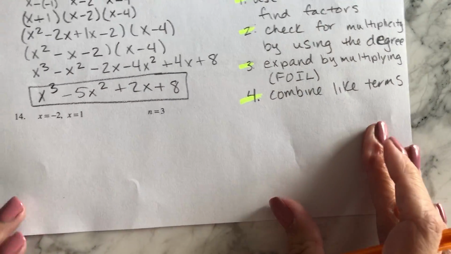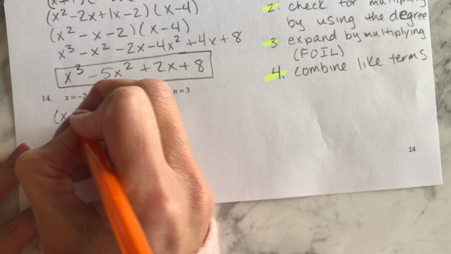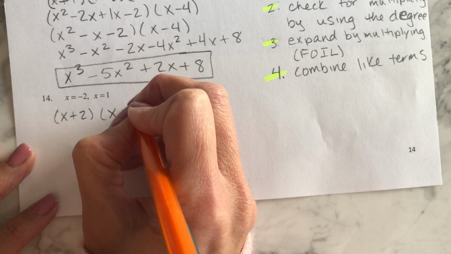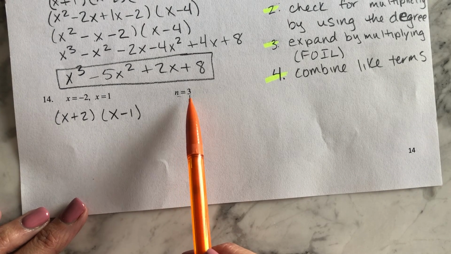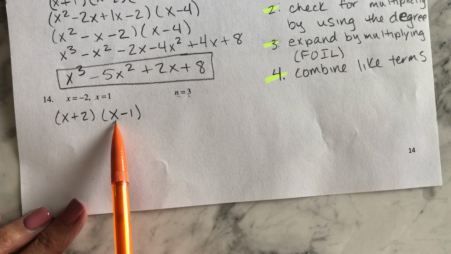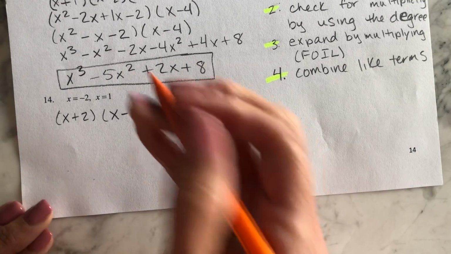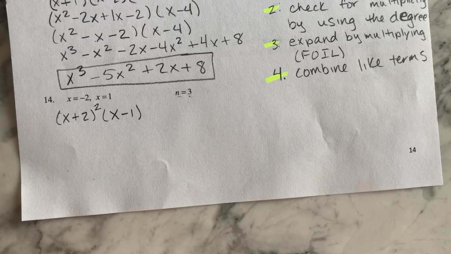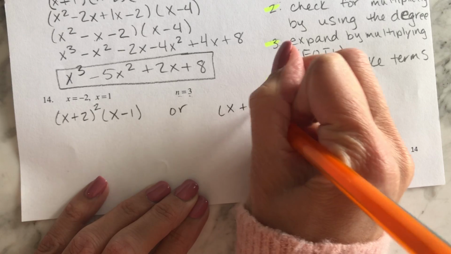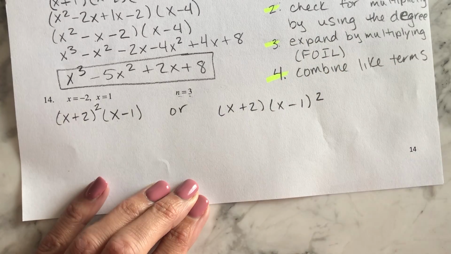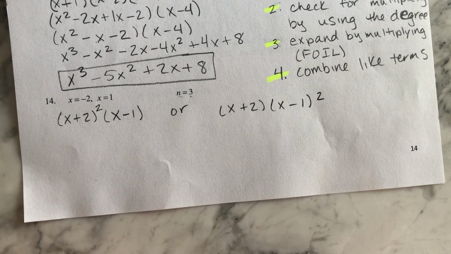All right, so for this one, let's check and see how you did. For this one, I have the factors of x plus 2 and x minus 1 using my factor theorem. And then I'll check for multiplicity. So I know that the degree is 3, but I only have 2 factors here. So one of these has to occur twice. So there's 2 possible scenarios. You could have the x plus 2 having a multiplicity, or the x minus 1 could have the multiplicity. So either of these is correct, but you would have to expand it.